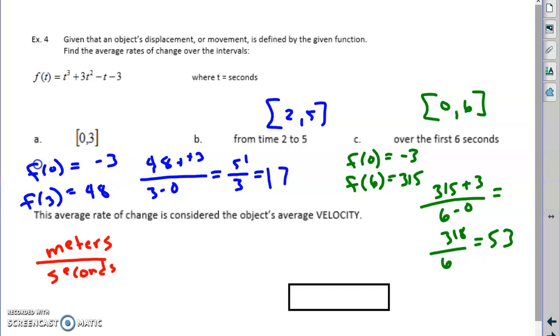From time 0 to time 3, it averaged 17 meters per second. From second 2 to second 5, it averaged, oh, we didn't find it. The answer was 59. And over the first 6 seconds, it wasn't that same velocity all the time. It's a curve, so the velocities are going to change. That's where that tangent line is going to come in. But the average velocity is 53 meters per second.